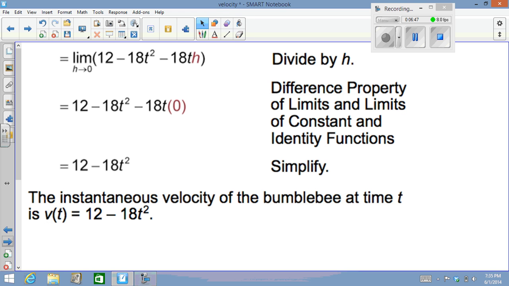So that's an easy one for today. All we're going to be doing for the next class is basically doing a whole bunch of word problems applying these ideas of finding average and instantaneous velocity.